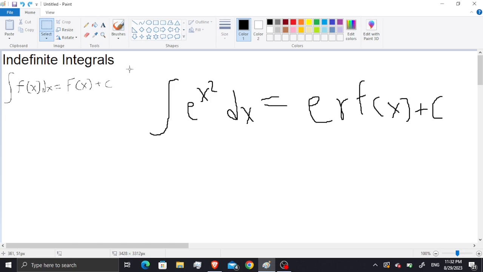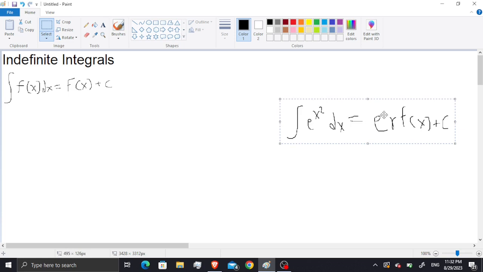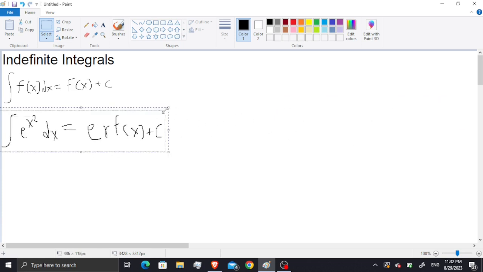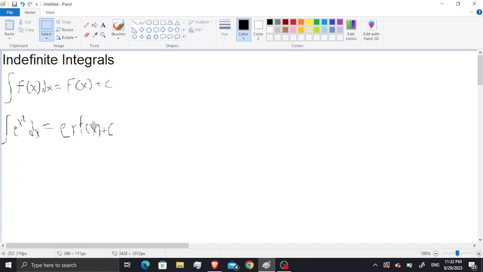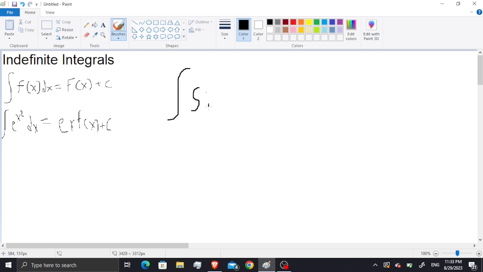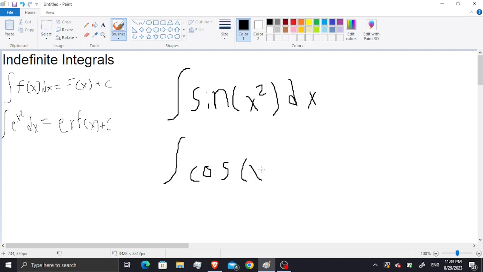That being said, let me push this one aside. There are quite a few other indefinite non-elementary integrals that you could definitely use to start messing with your friends in Calc 2. Two of them that come to mind are the indefinite integral of sine x squared dx, and conversely, the cosine of that. So the indefinite integral of the cosine of x squared dx. And the same issue applies here.